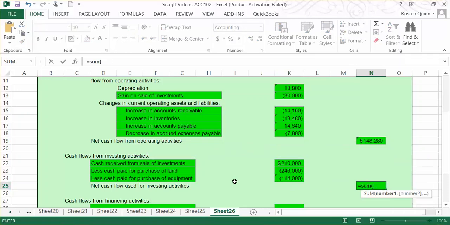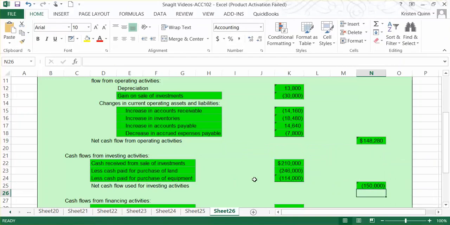If we add these three components together, we can see that we actually have a negative $150,000, meaning that we spent more cash on investing activities than we received from our investing activities. That is why you see here that it says net cash flow used for investing activities. We have used some cash to invest in assets such as land and equipment.